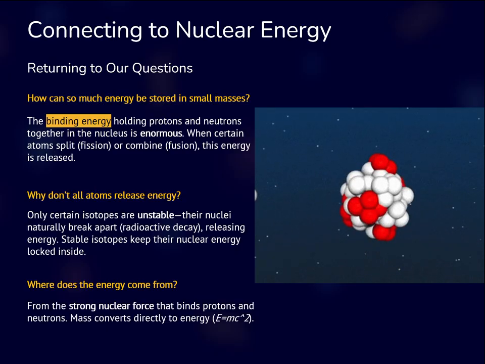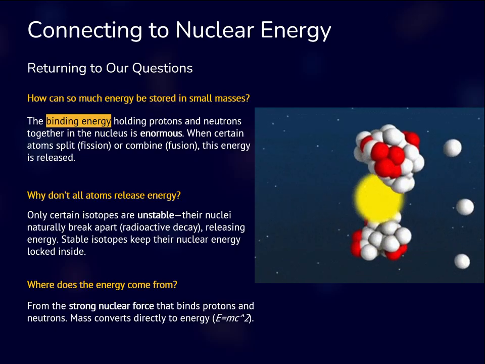In fusion, light atoms like hydrogen combine to form heavier ones, releasing even more energy. And this is the same process that fuels our sun. But not all atoms do this. Only those with unstable nuclei, meaning certain isotopes, release energy naturally. Stable atoms keep their binding energy locked away.